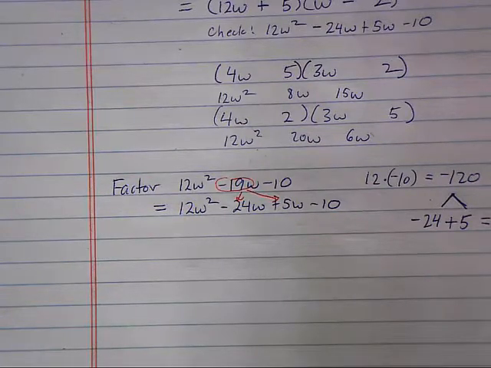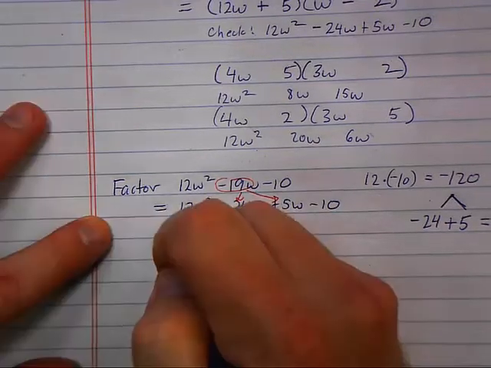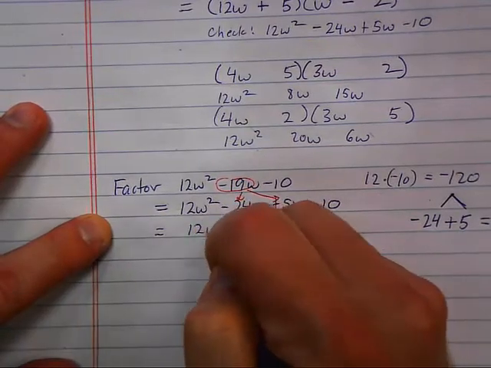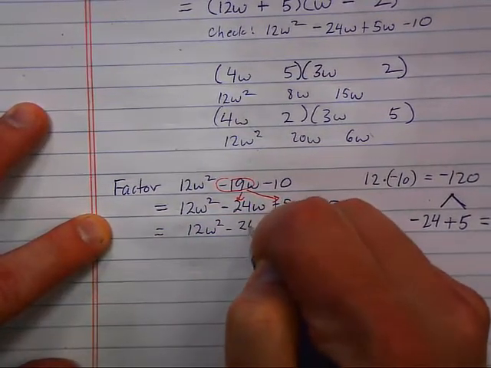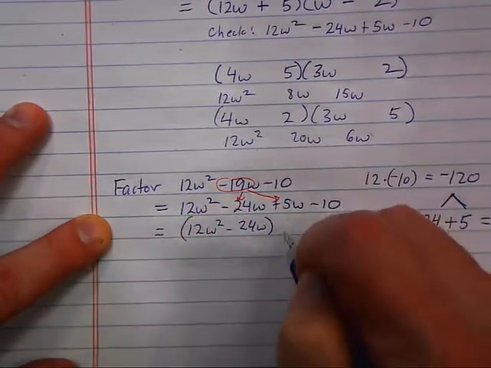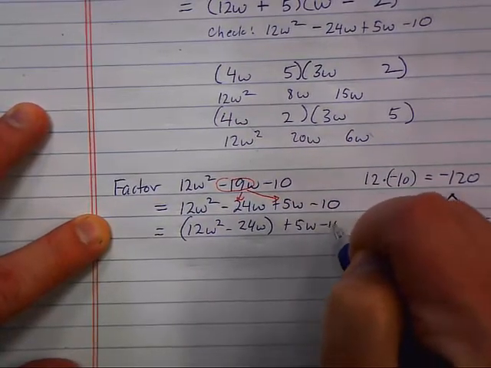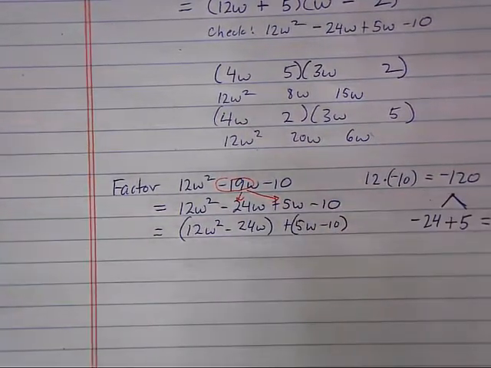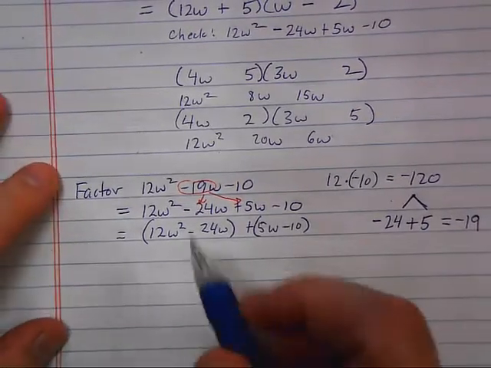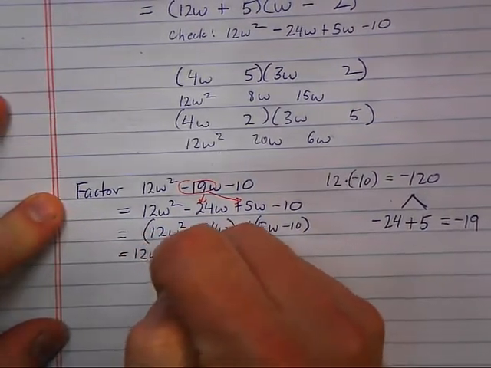I now have 4 terms, and when I have 4 terms, I know what to do. When I have 4 terms, I factor by grouping. So I group them. That's 12w squared minus 24w plus 5w minus 10. What's common in the first group? 12w. I take out 12w. Left over?